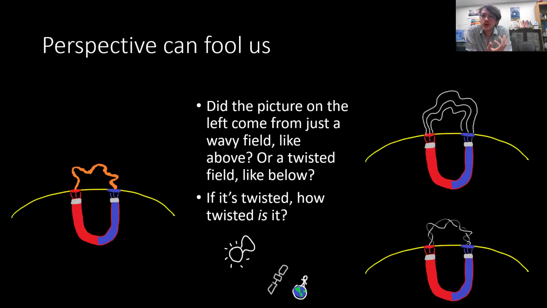Because perspective can fool us, right? I was just saying earlier, does this look twisted or does it just look wavy? It's hard to tell. If it is twisted, how twisted is it? Remember, that's the thing that matters the most. That's the thing that's going to drive when this explodes. And it's hard to tell from Earth if you can't see the field itself.